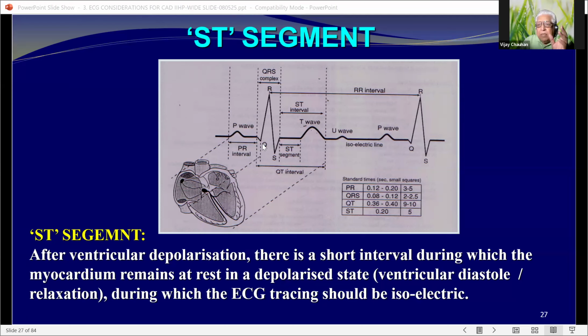What happens in rheumatic carditis? The very first thing that happens is prolongation of the PR interval.